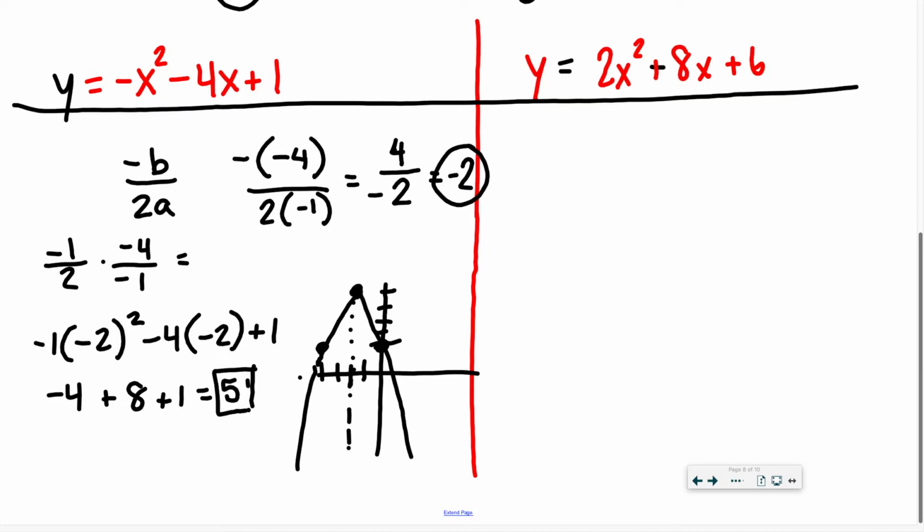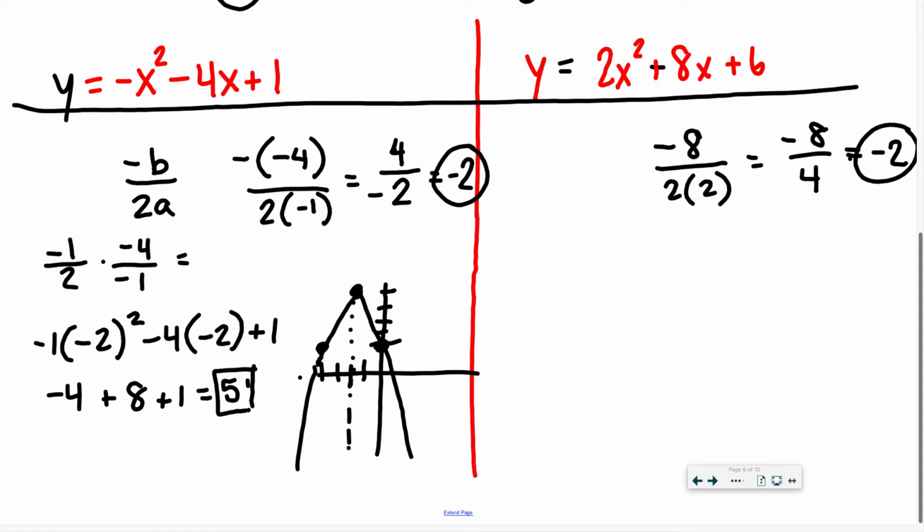For this second one here, what did I calculate to get my axis of symmetry? -8 over 4 because 2 times 2. So -8 over 4, which equals -2. Also -2. So same axis of symmetry. So we'll write this one on here as well, but I'll do it in red.